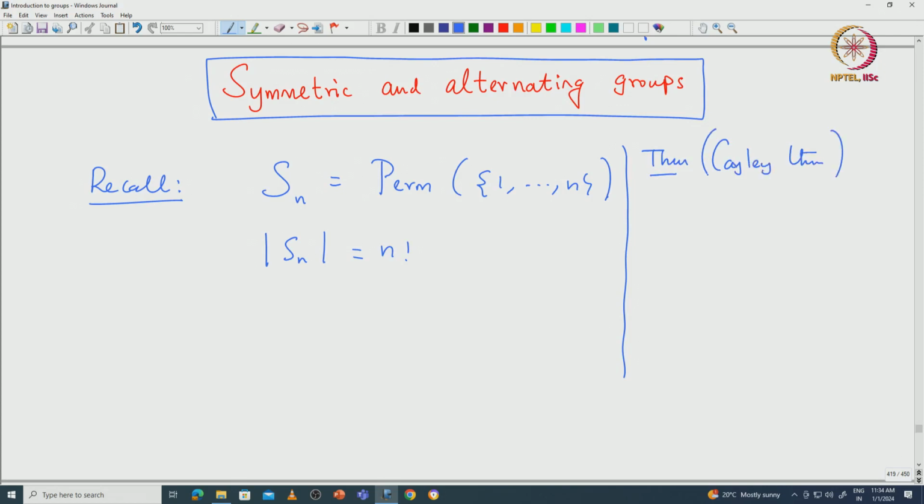What it says is, if you start with a finite group of order n, then it is isomorphic to a subgroup of Sn. So any finite group of order n is isomorphic to a subgroup of Sn. This shows the importance of these symmetric groups.